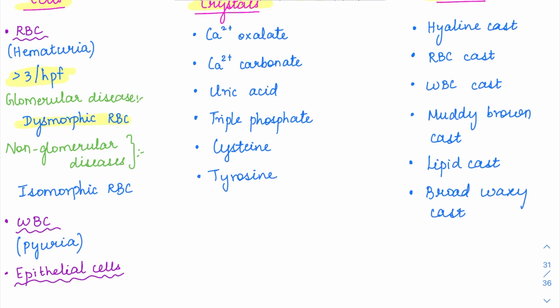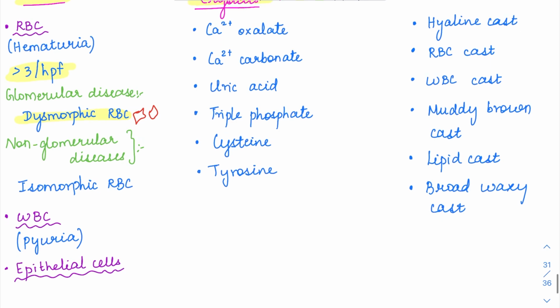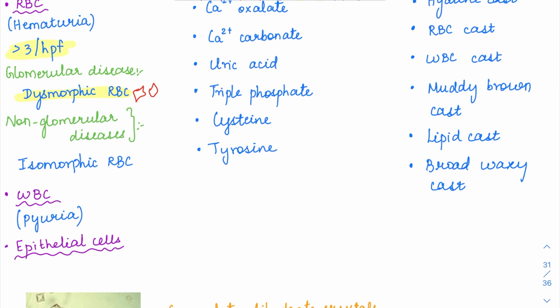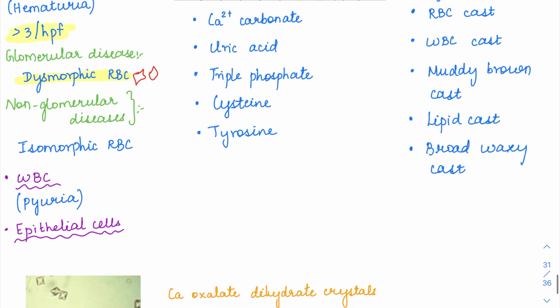However, if you see some distorted or dysmorphic RBCs like this, then it is going to be related with some glomerular disease only. So what kind of glomerular disease is present with hematuria? Yes, it is nephritic syndromes. So in nephritic syndromes, you see dysmorphic RBCs in the hematuria.